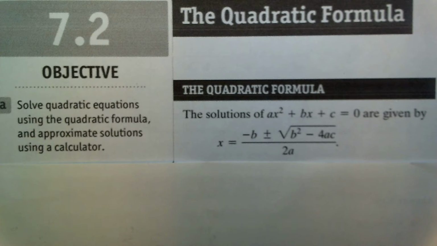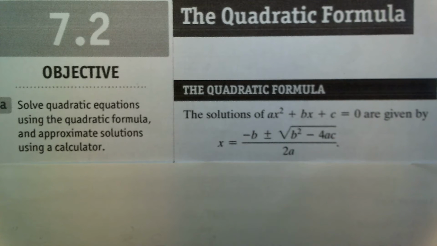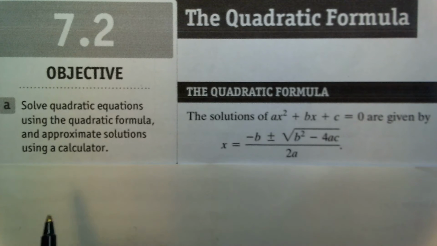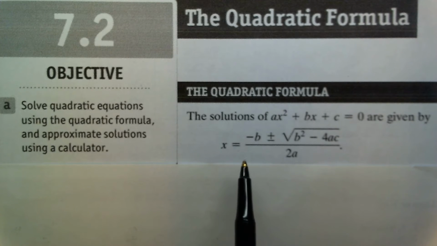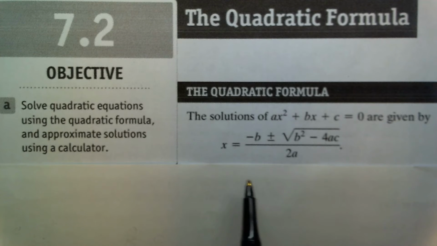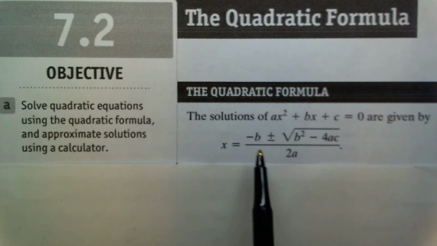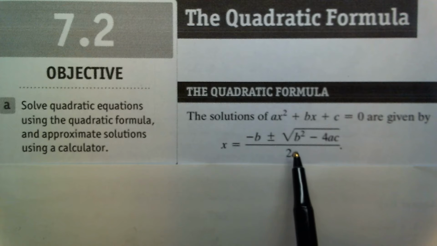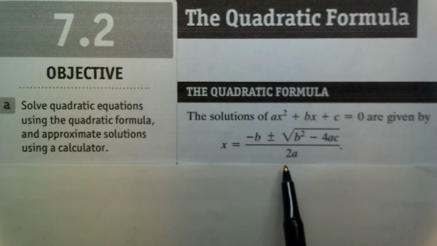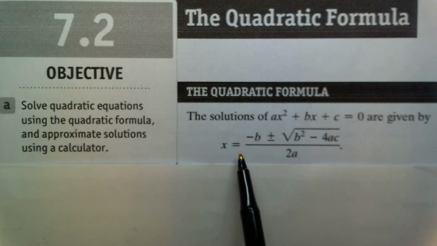Section 7.2 is about the quadratic formula, and so it's only one objective, and that's solving quadratic equations using the quadratic formula and approximate solutions using a calculator. So the solutions of ax squared plus bx plus c are given by the expression x equals minus b plus or minus the square root of b squared minus 4 times a times c divided by 2a.